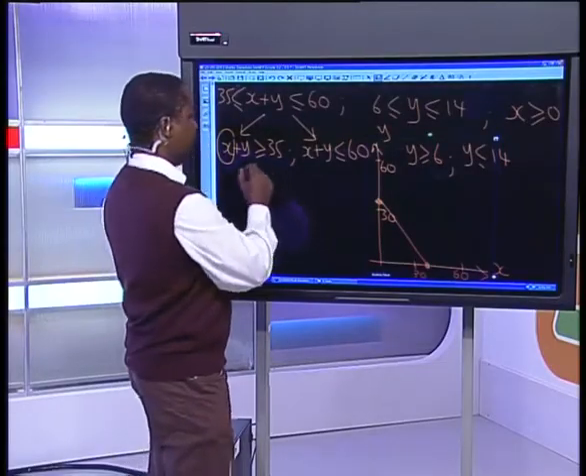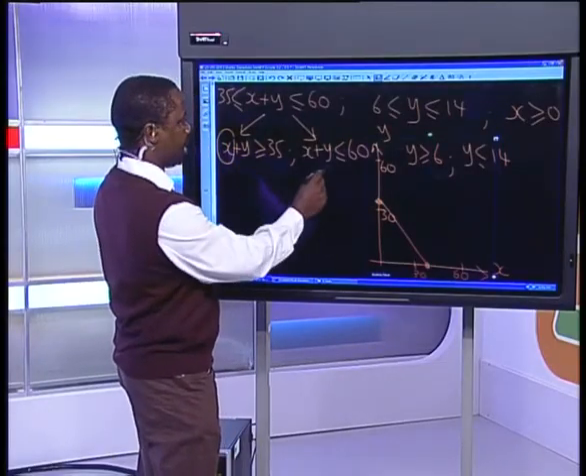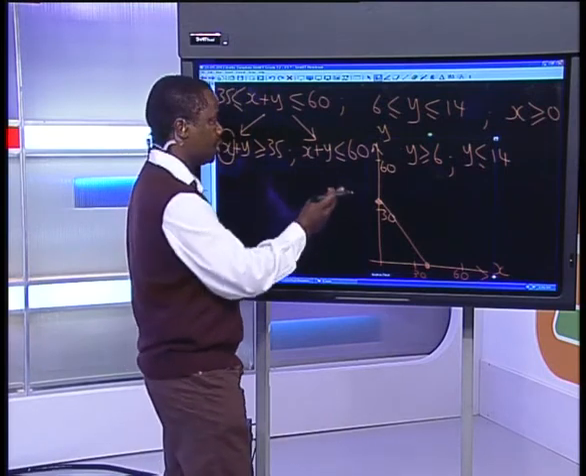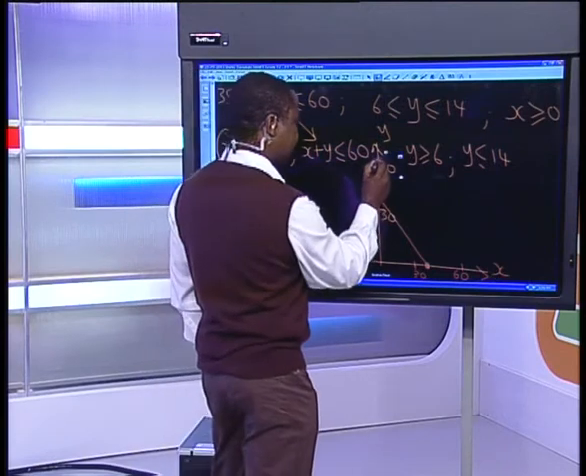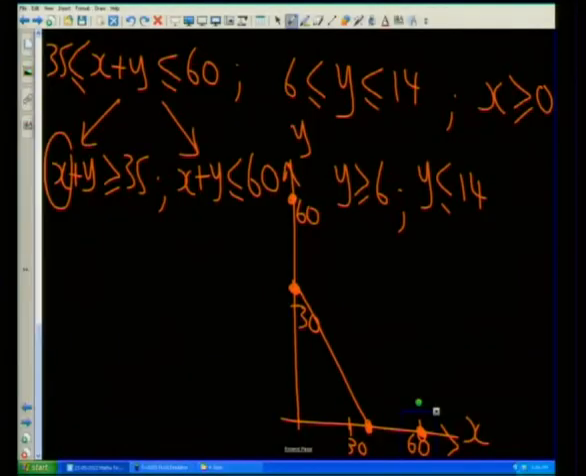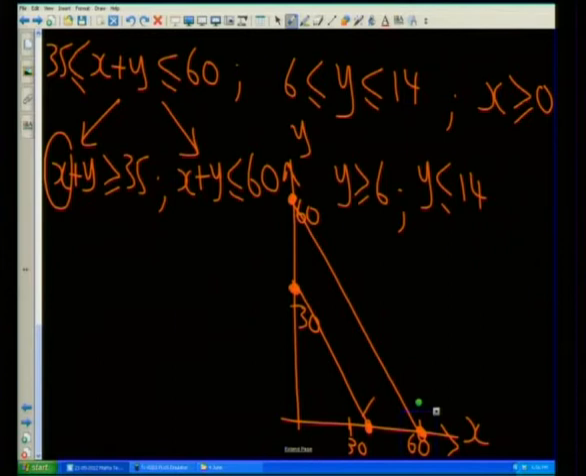If I move on to the other one, I do the same approach. I cover the x, I get a 60. I cover the y, I get the x-intercept. So I join the two. That's my inequality. But, of course, I need to represent that with the arrows. The inequality is greater than. And this one says less than.